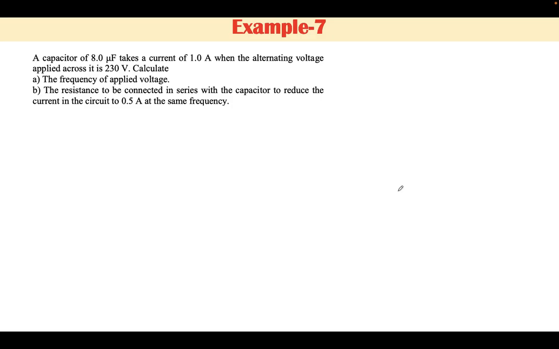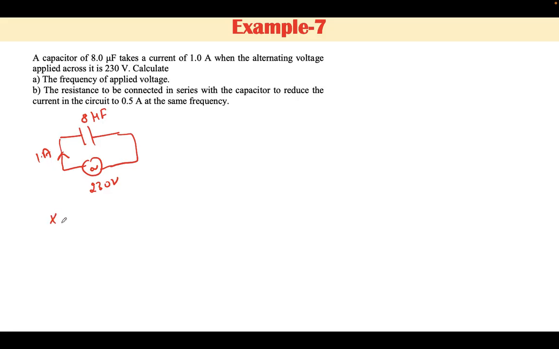Now considering another example based upon a series RLC circuit. In this case, a capacitor of 8.0 microfarad takes a current of 1 ampere when an alternating voltage is applied across it. Drawing the equivalent circuit of this capacitor, there is a capacitor and some AC voltage source applied. The current flowing in this circuit is given as 1 ampere, and the capacitor is 8 microfarad. Capacitance is given, and the applied voltage is 230 volt.